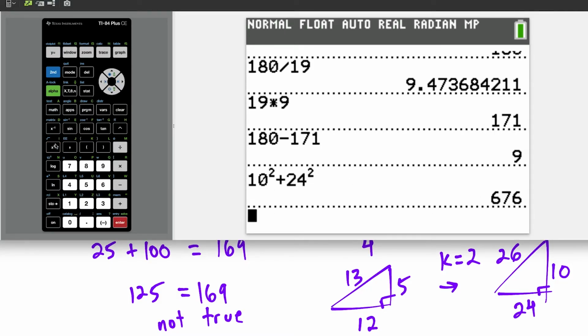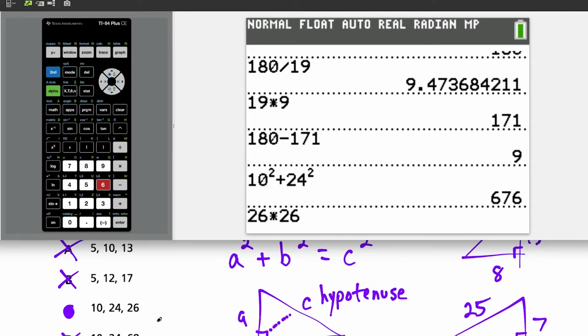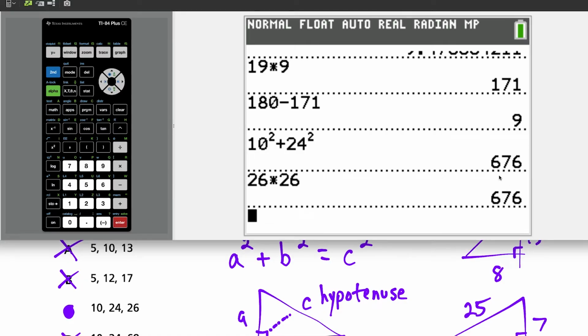If you are using a scientific calculator, another way you could get the squares here is you could just do 26 times 26. So let's say I want to check 26 squared to see if when I plug into the Pythagorean theorem that I get the same thing. I could write 26 squared like this, just 26 times 26. And notice that I get a match. Okay, so we can say here 10 squared plus 24 squared equals 26 squared. So choice C is definitely right.